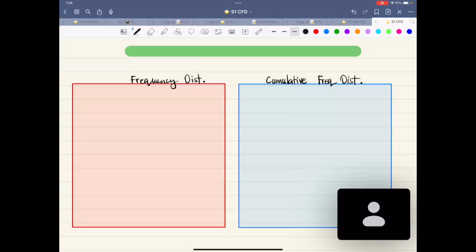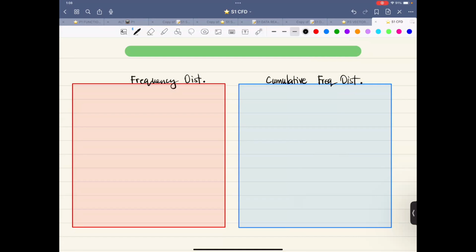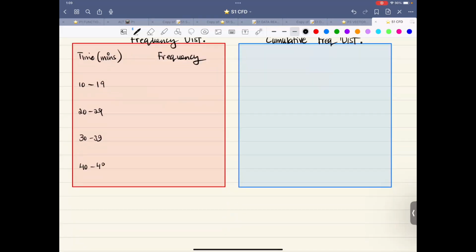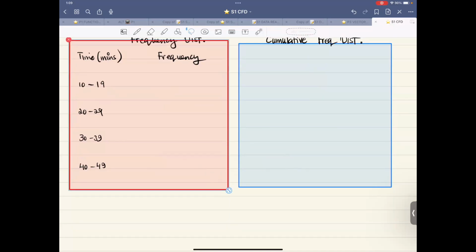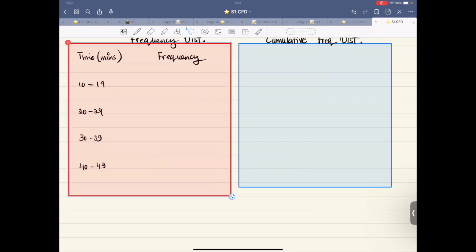So now, what are we doing? We are forming a table. Let's say I'm talking about time in minutes that pupils of a certain class take to reach school. So this is time. Let's say 10 to 19 minutes, 20 to 29 minutes, 30 to 39, 40 to 49, and maybe one more. Let me add 50 to 59. So these are the time intervals that students of a particular class are taking to reach school.